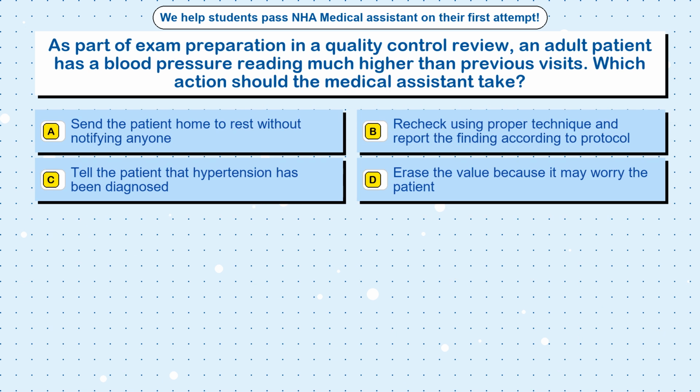Question 66. As part of exam preparation in a quality control review, an adult patient has a blood pressure reading much higher than previous visits. Which action should the medical assistant take? Option A, send the patient home to rest without notifying anyone. Option B, recheck using proper technique and report the finding according to protocol. Option C, tell the patient that hypertension has been diagnosed. Option D, erase the value because it may worry the patient.